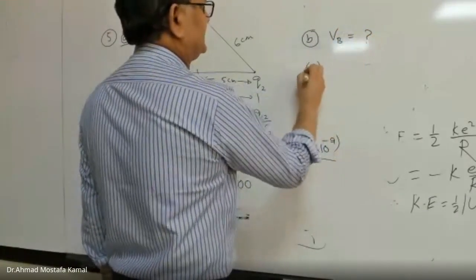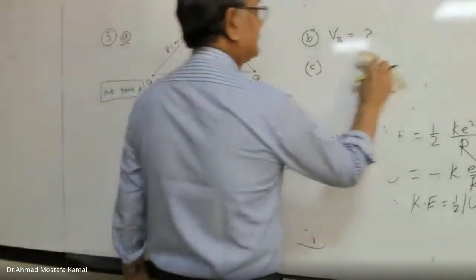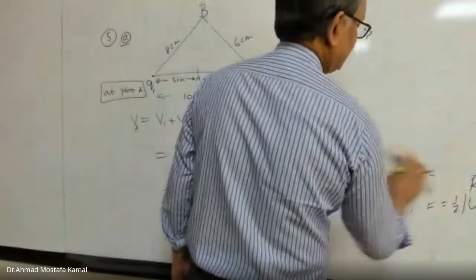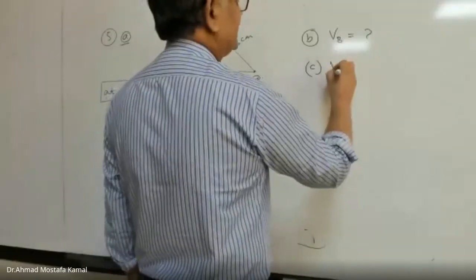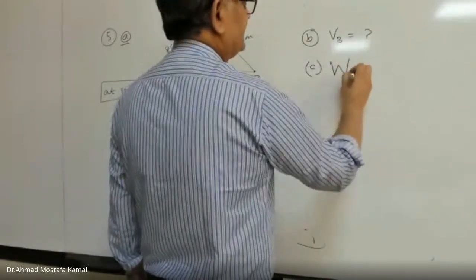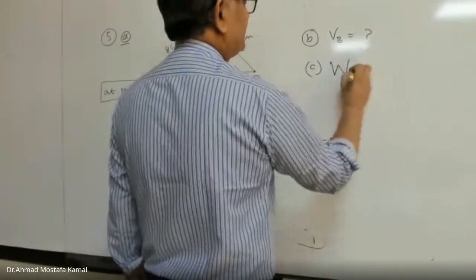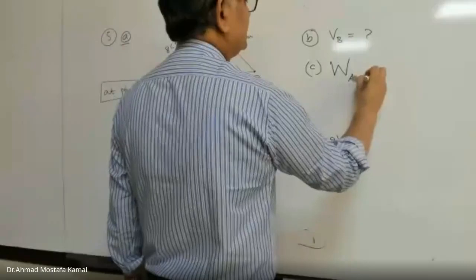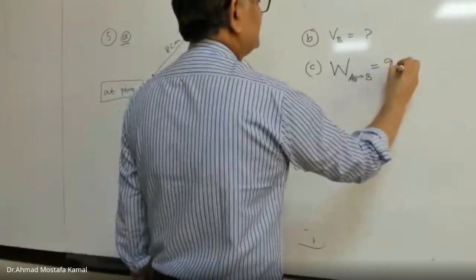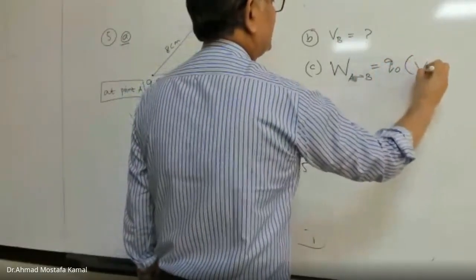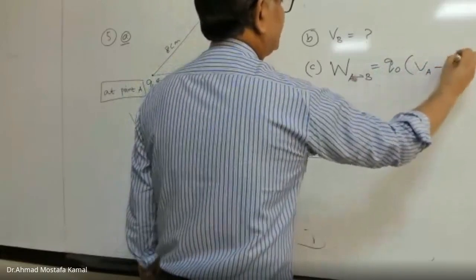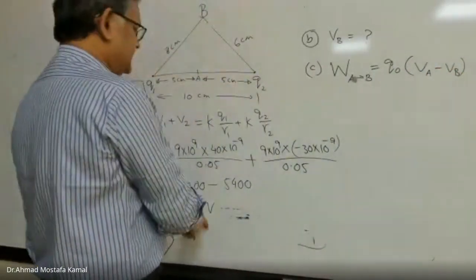And number C, and now tell me what is the star equation? You know that. So W equal to Q naught into VA minus VB. Work done. Work done ছিল না? Yes, sir. Work done in moving from A to B equal to Q naught (VA minus VB). That equation. So you got VA from here, 1800.